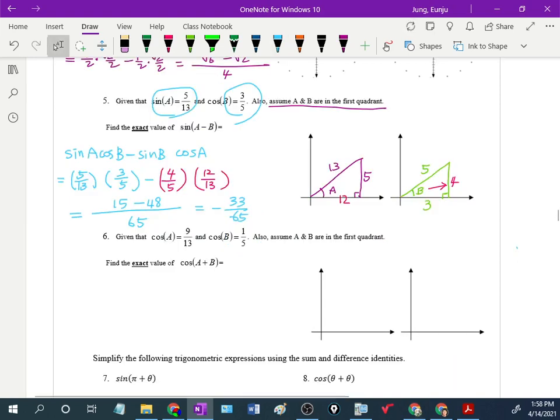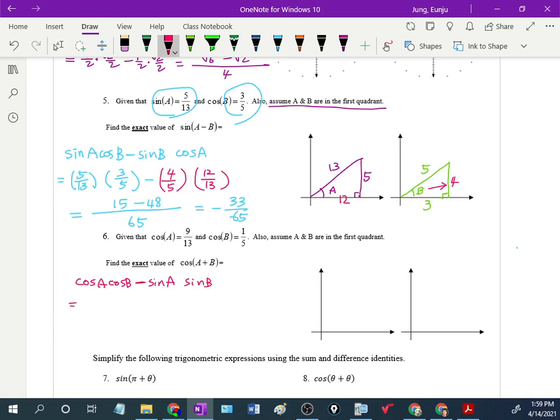Number 6. Once again, it's the same thing, right? So let's see. Cosine of A plus B will be written as co-co-sa-sa. AB, we don't switch it. But we switch the plus minus sign in the middle.